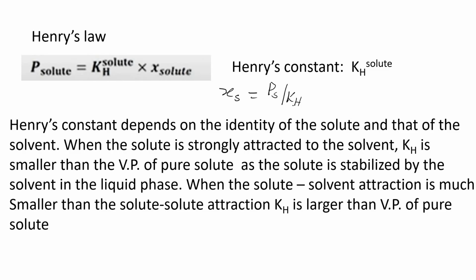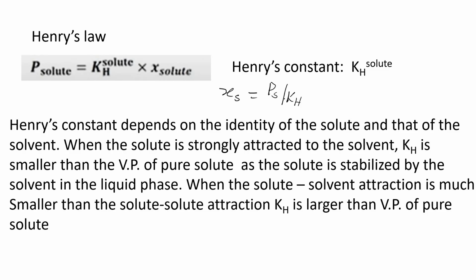Now, if the interaction is strong, that means the solute is strongly attracted by the solvent, then what will happen? Less amount of vapor will form, so the vapor pressure will be less. If this partial vapor pressure is less, that means Henry's constant also should be smaller. So Henry's constant will be smaller than the vapor pressure of the pure solute.